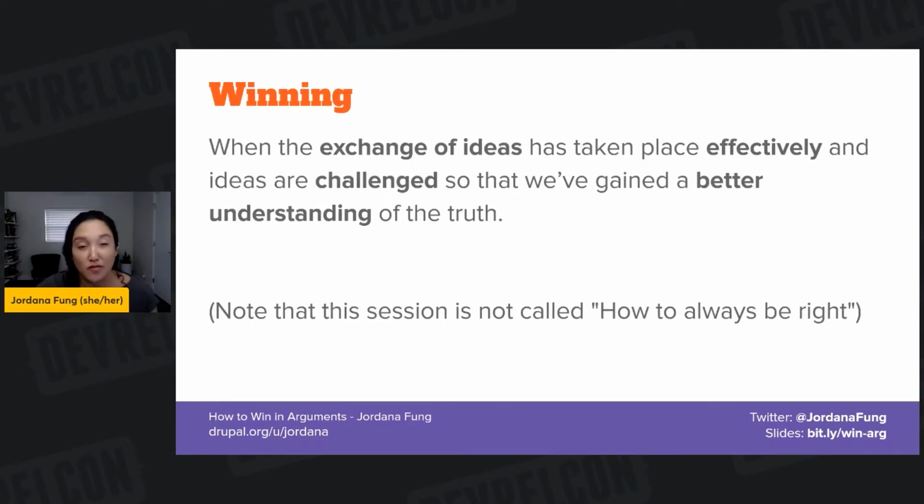So what's the definition of winning? So winning is when these discussions have taken place effectively, when you have a better understanding of the truth through the exchange of ideas. Note that this session is not called How to Always Be Right. So generally here, winning means how we all win.